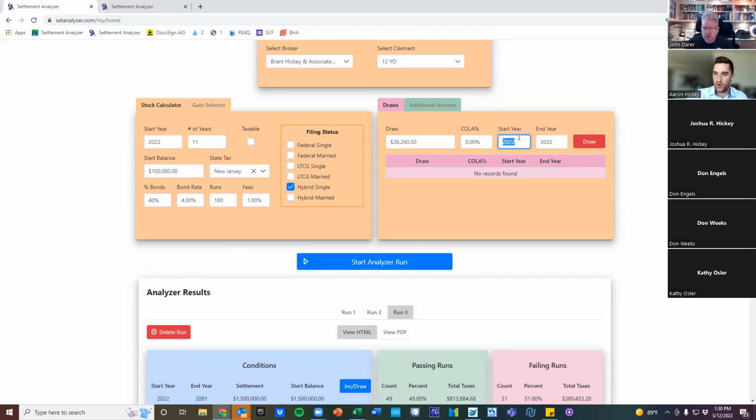I want to pull your attention to the start year over here. This is the draw that we're looking at is not going to start immediately. It's only going to start when those college payments occur, which is going to be in 2028.